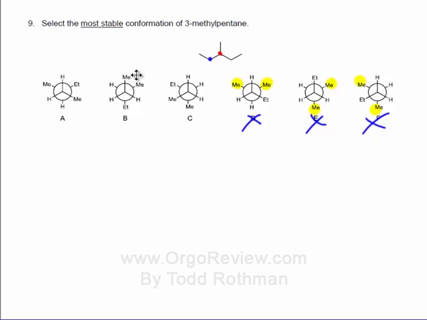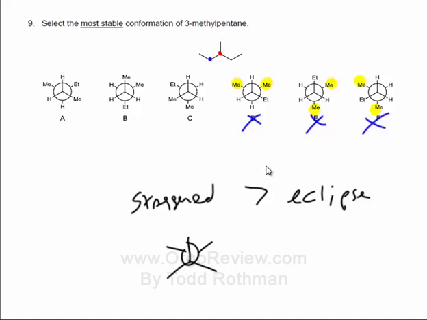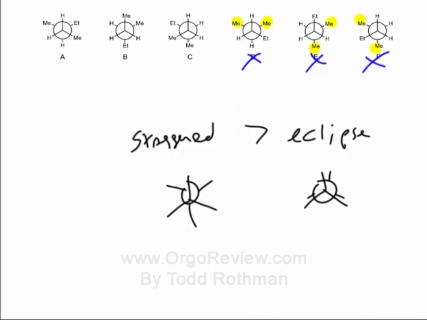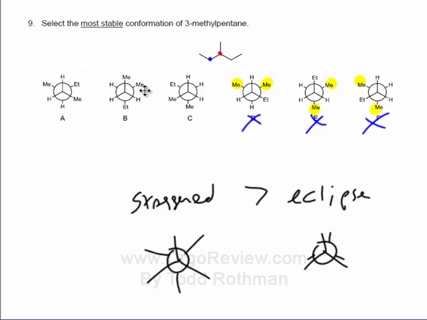Well, now it comes down to whether we know, number one, that staggered is more stable than eclipsed, right? So let's see if we can work that logic. And unfortunately, no, because every one of these is staggered, right? Remember, staggered is where everything is spread out, whereas eclipsed is where everything's on top of each other like that. There is nothing but staggered provided, right? So all 3 of these are staggered because they have everybody spread out.